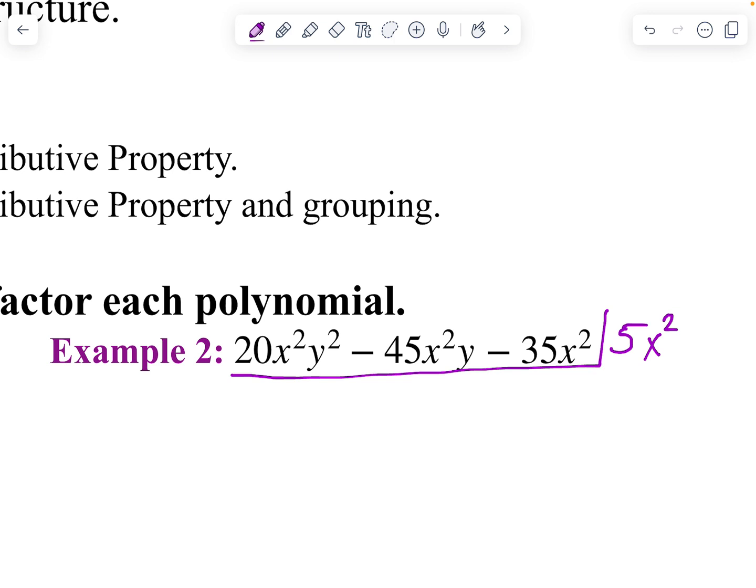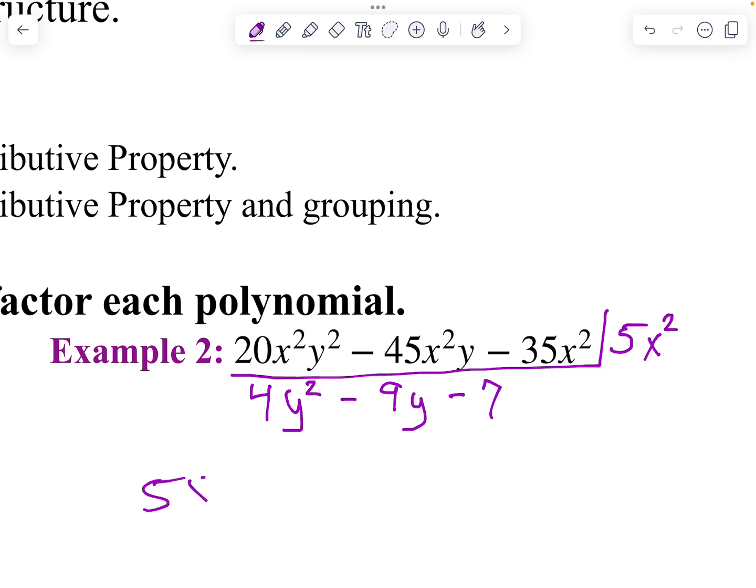20 divided by 5 is 4. We took out the x squared, so I got y squared left over. Minus 9, I took out the x squared, so I got y left over. And then minus 7, and I took out the x squared. Nothing goes into 4, 9, or 7. So now I write my answer.